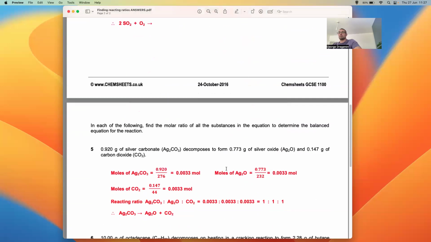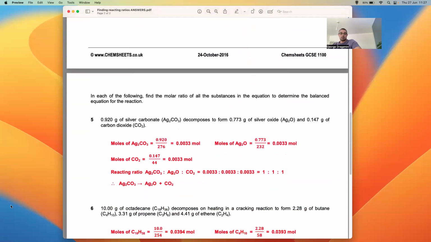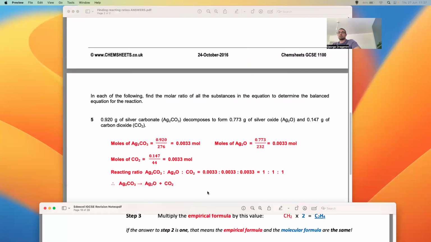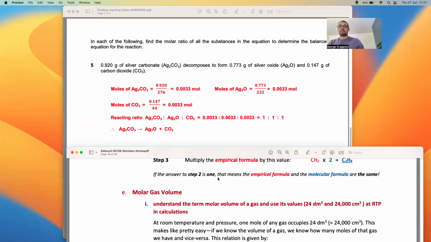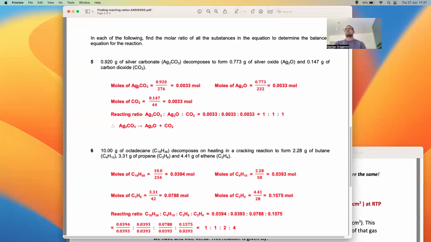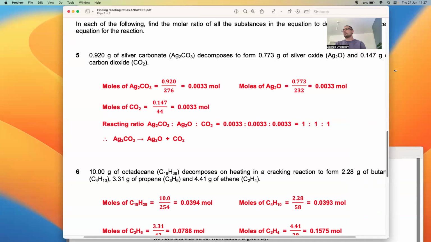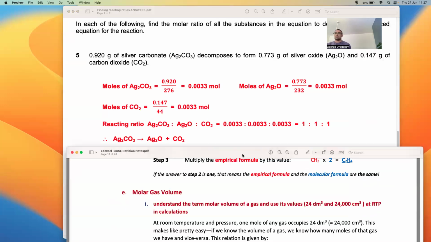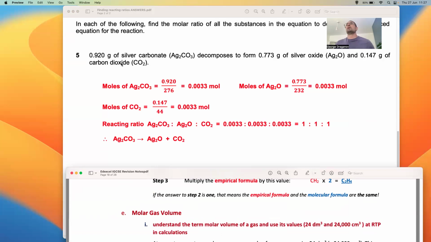Let's look at one final example, number 5. I'm going to cover up the bottom bits. We don't need that, so concentrate here. Make it a bit bigger. Okay, so ignore the bottom bit, I'm just covering it up. This time they give us all the chemicals in the equation, so we have to write the full equation. So we have 0.92 grams of this, decomposes, which means arrow, 0.773 of this, and this much carbon dioxide.